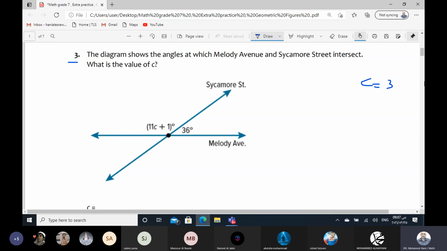Yes. 3.75. 3.75. Who has different answer? Mister, I want to change my answer. I wanted 3.5. 3.5. Okay. Who has different answer?